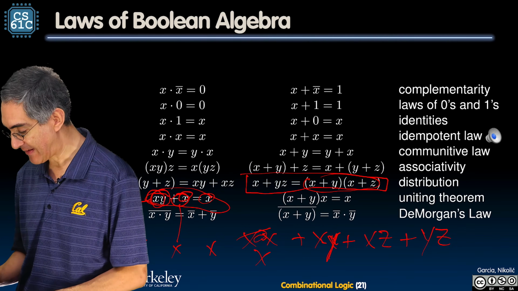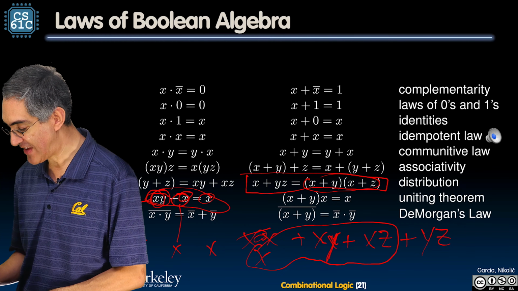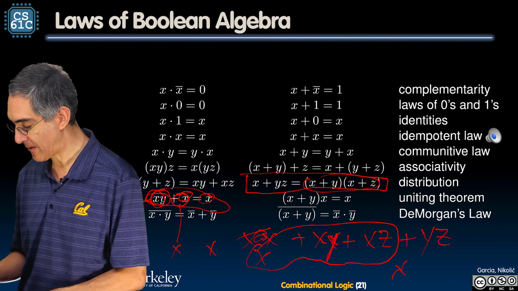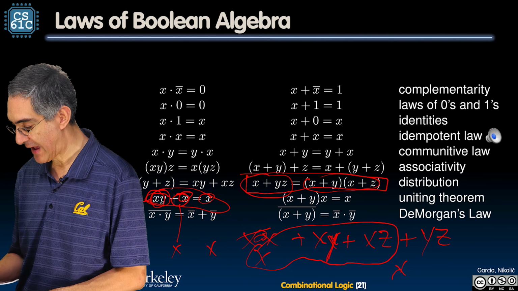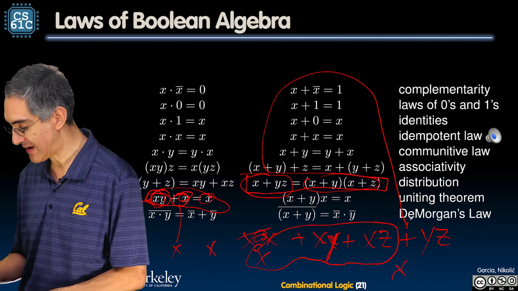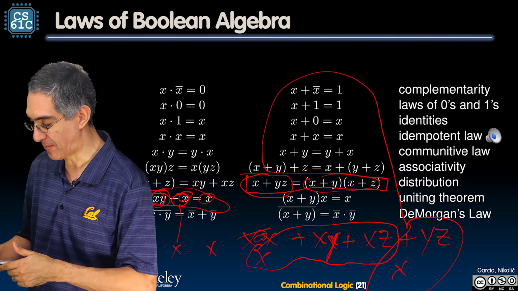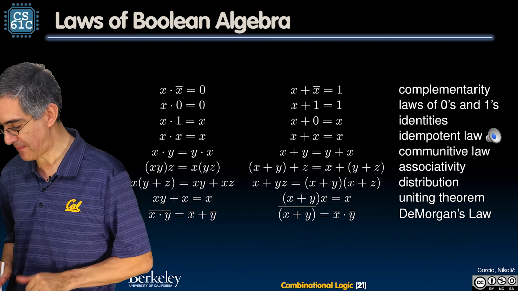If I take that, this is X or XY or XZ. This, because of the uniting theorem, just becomes X. Therefore, this distribution law, X plus YZ, is just X plus YZ. So you kind of need the uniting theorem to simplify that side of the distribution, okay?